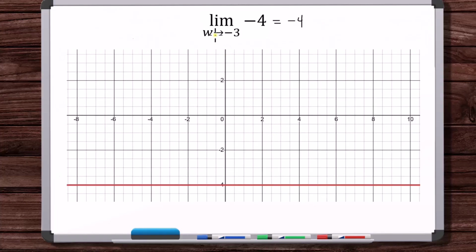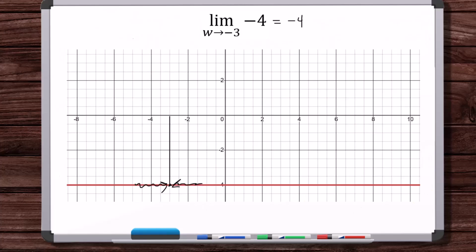It doesn't matter if this is a limit as w approaches a, no matter what a is, or if w is approaching plus or minus infinity. The limit is going to be always minus 4. But specifically in this case, at w is equal to minus 3, you can see how the function approaches minus 4.